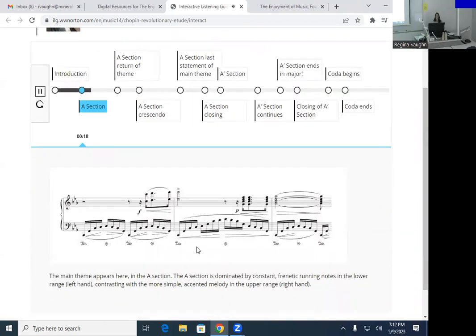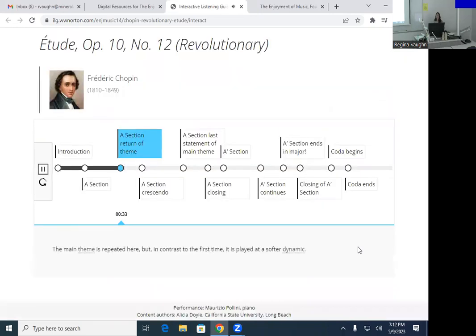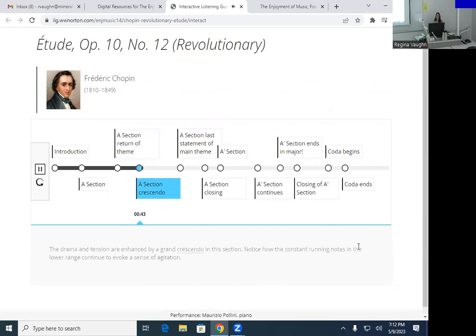So here's what's going on in the left hand. Here's what's going on in the right. Everyone should know.